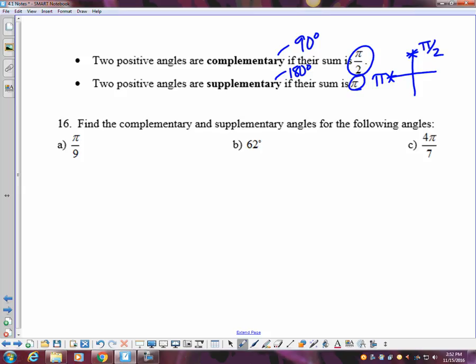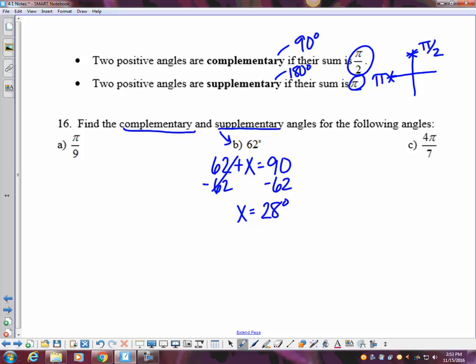Like, let's look at 62, or B, sorry. Find the complementary and supplementary angles for the following angles. Well, 62 degrees. So if you were going to set this up mathematically, and this is what you do in your head, you'd say 62 plus what gives me 90 degrees. And then you would subtract 62. Well, in your head, you're really just trying to find how much more does 62 need to get to 90? How shy of 90 degrees is it? So that would be 28 degrees, because I know that 28 and 62 is 90.